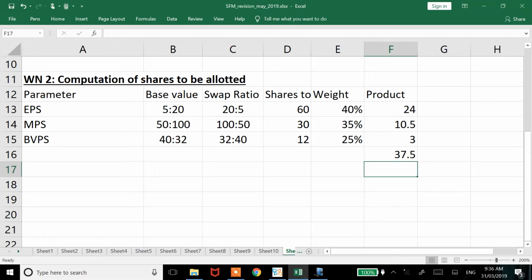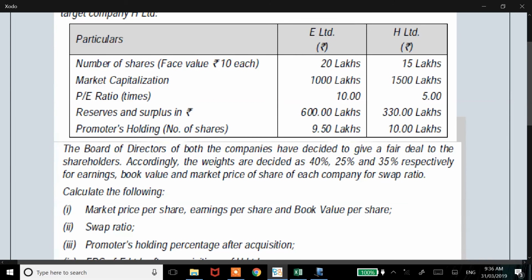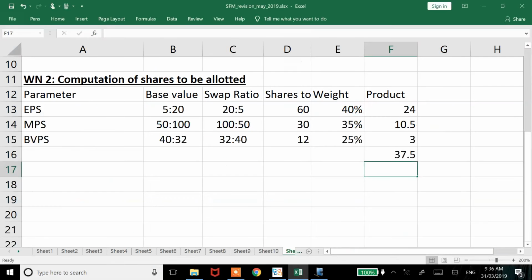Indirectly, it works out to be 2.5 shares for every 1 share. We will end up giving 37.5 lakh shares. They've asked for the swap ratio. You can say the right swap ratio is 37.5 is to 15. The final swap ratio is a combination of 20 is to 5, 100 is to 50, 32 is to 40, which is 37.5 is to 15 or 2.5 is to 1. That's the final swap ratio, a combination of these three: EPS, MPS and book value.